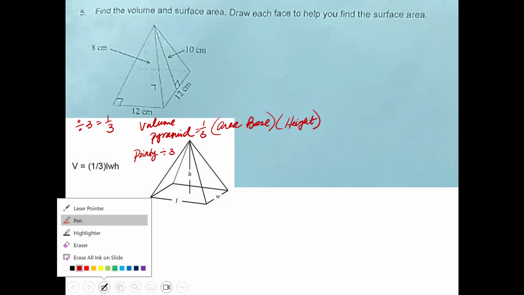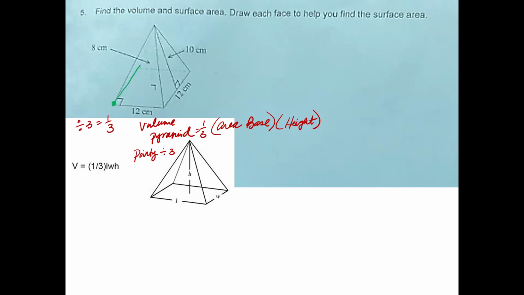So let's take a look at the area of the base. What shape is the base? It's the rectangle, square.